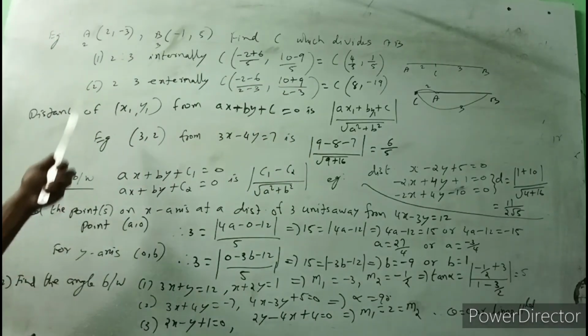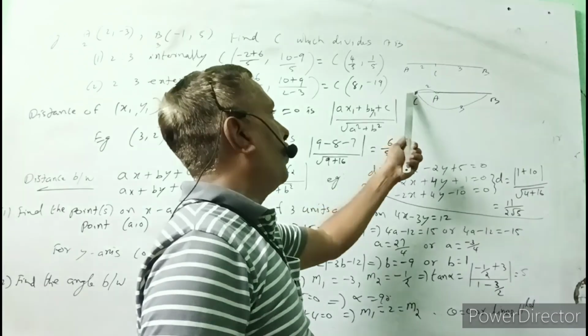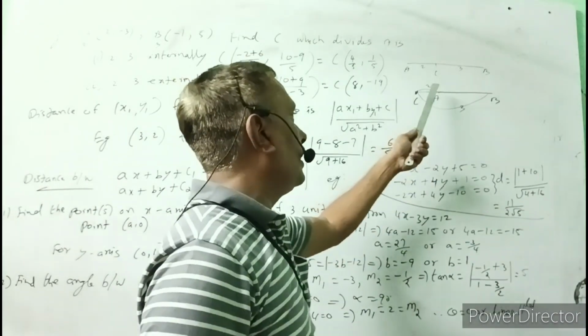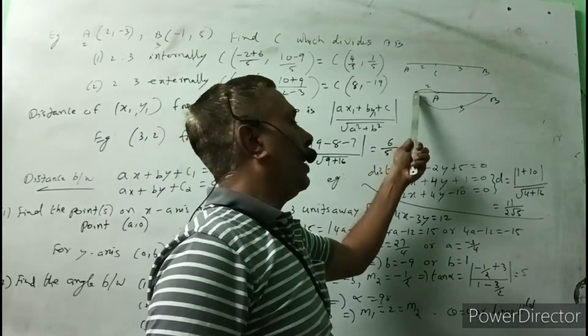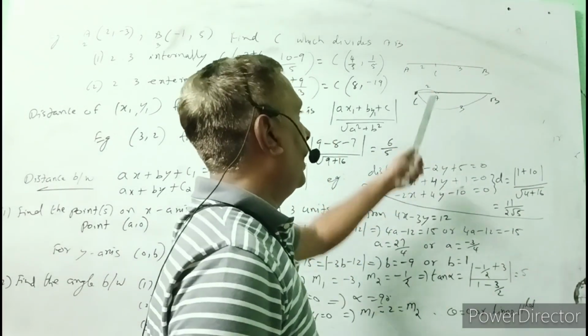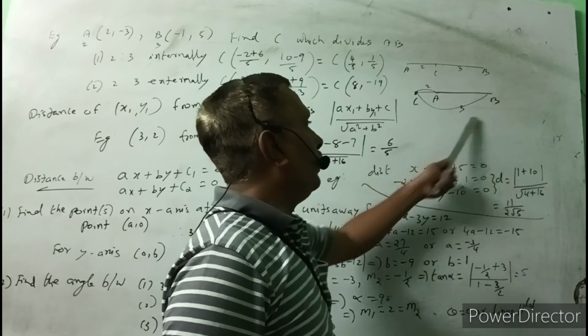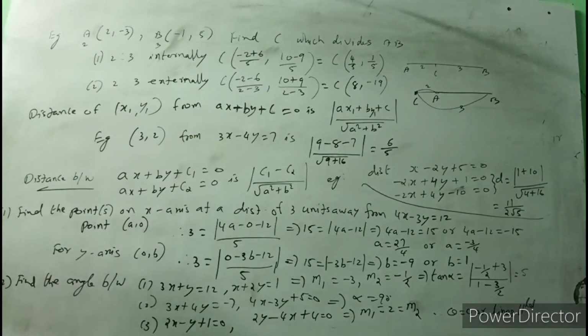The same question, if C is external, means either before A or after B. Here since the first ratio is smaller, it is before A. If the first ratio is larger, then it will come after B. Here AC is to BC is given as 2:3. So that is the ratio given here.